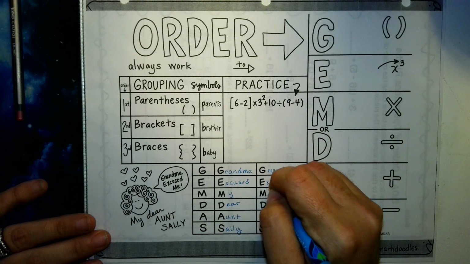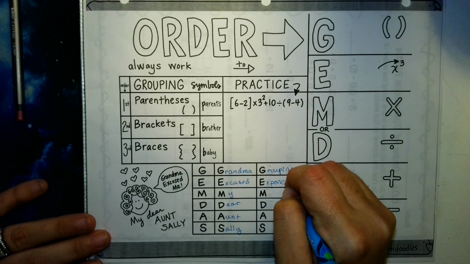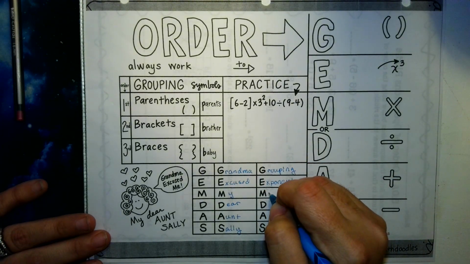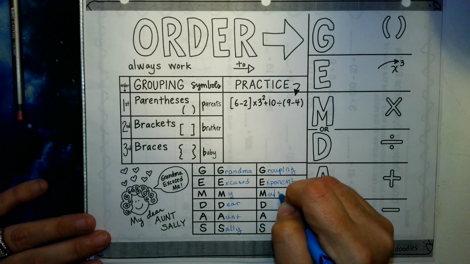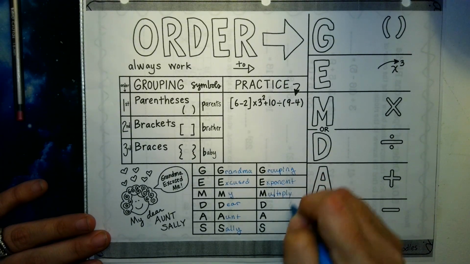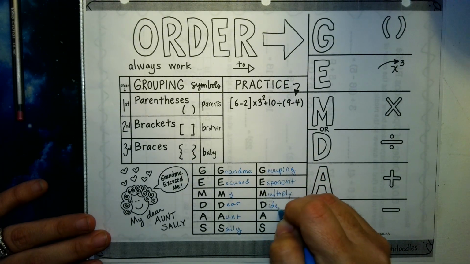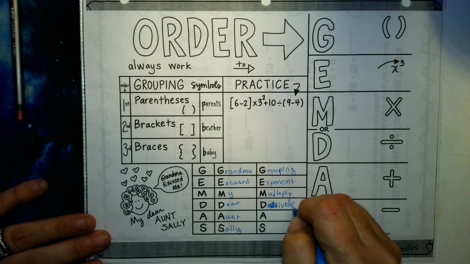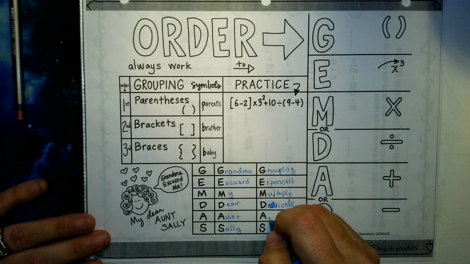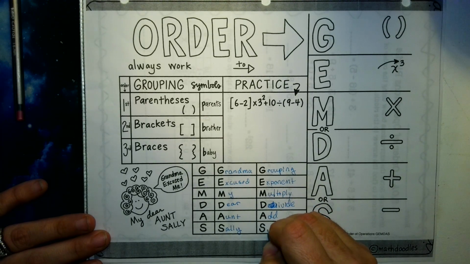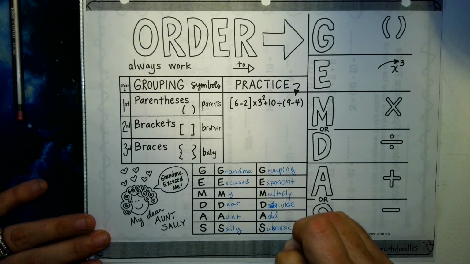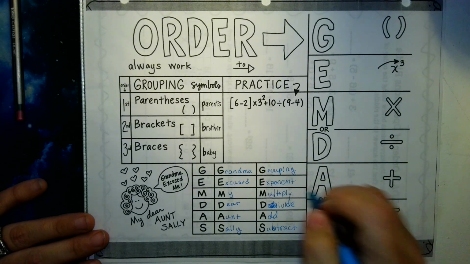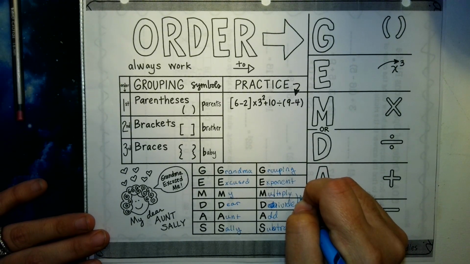We have exponents, which we have already learned about in this unit. We have multiply. Let's try that again. Divide. Tried to do my D too early for divide. Add and subtract. Okay. Now the one thing I will note is that multiply and divide is an or, whichever one comes first from right to left.